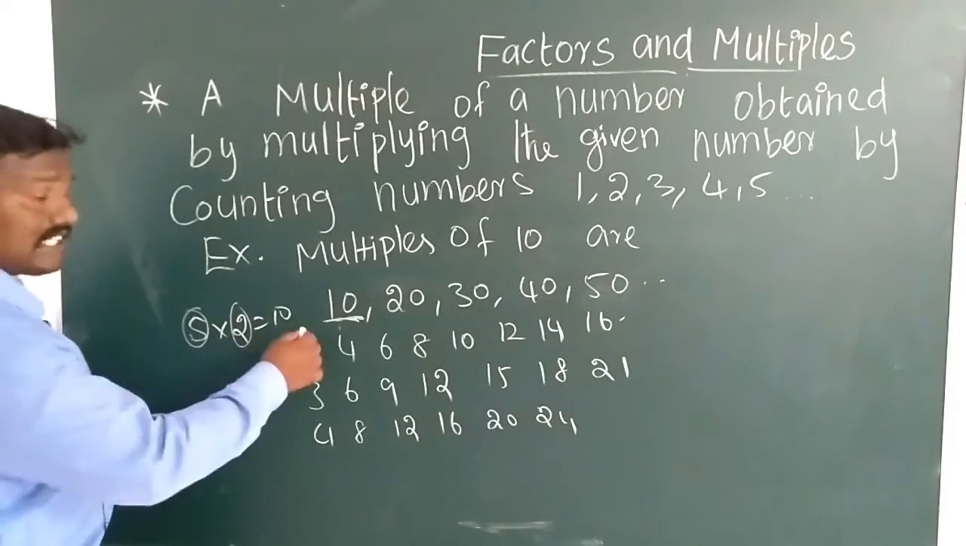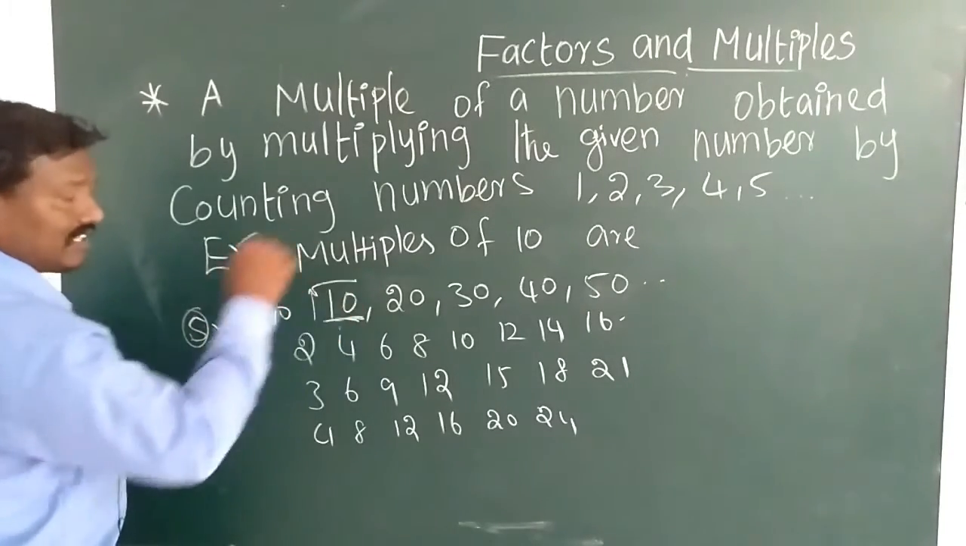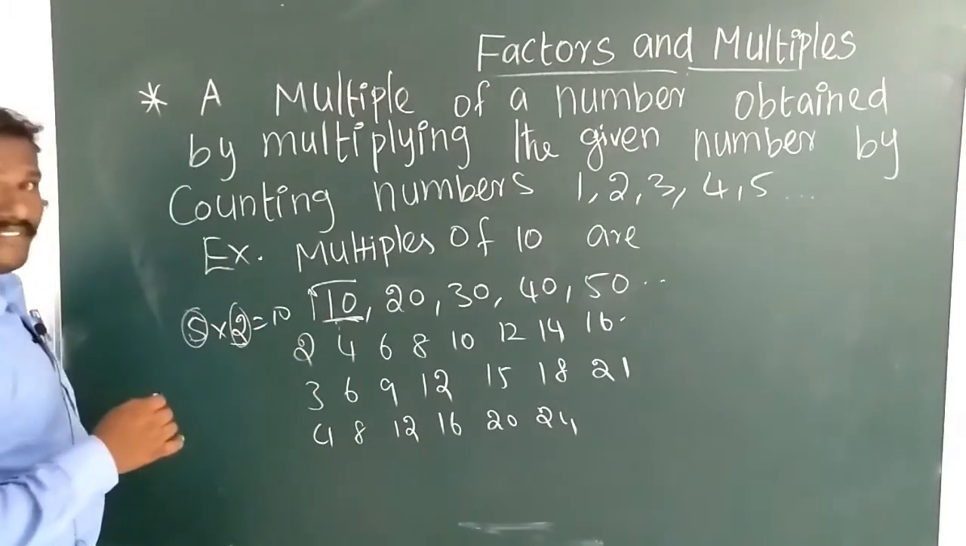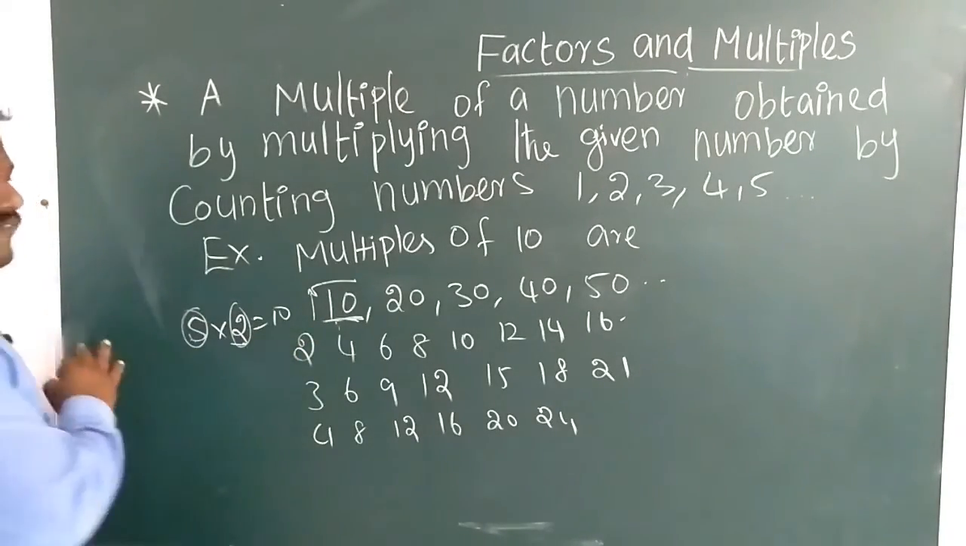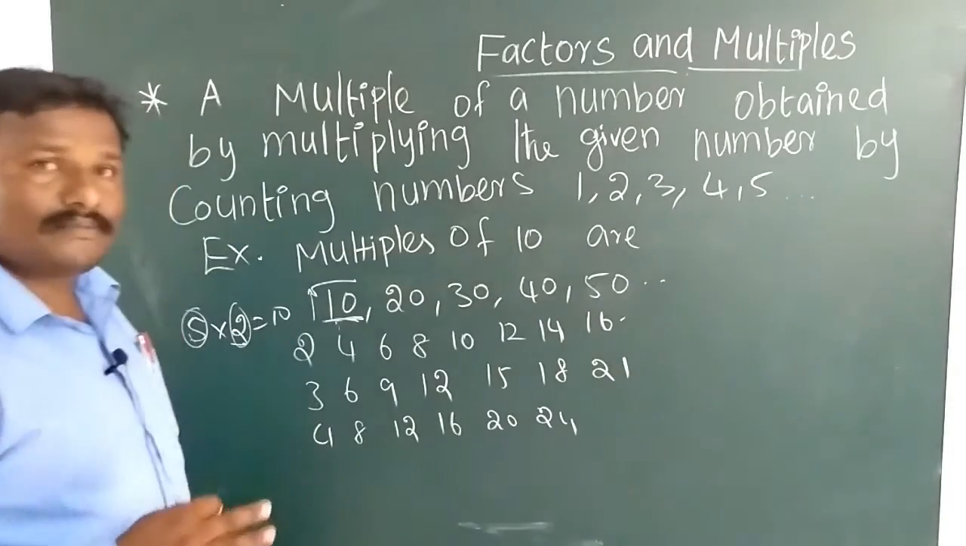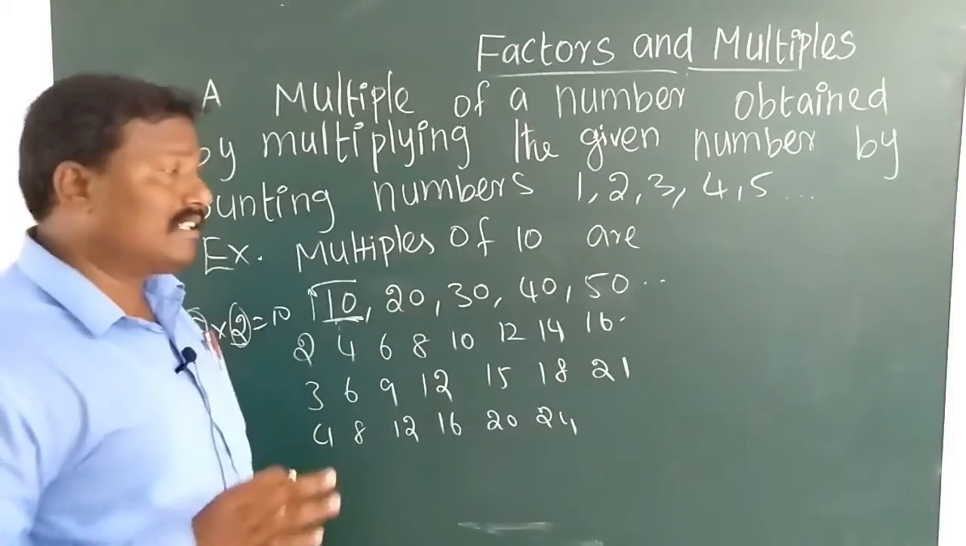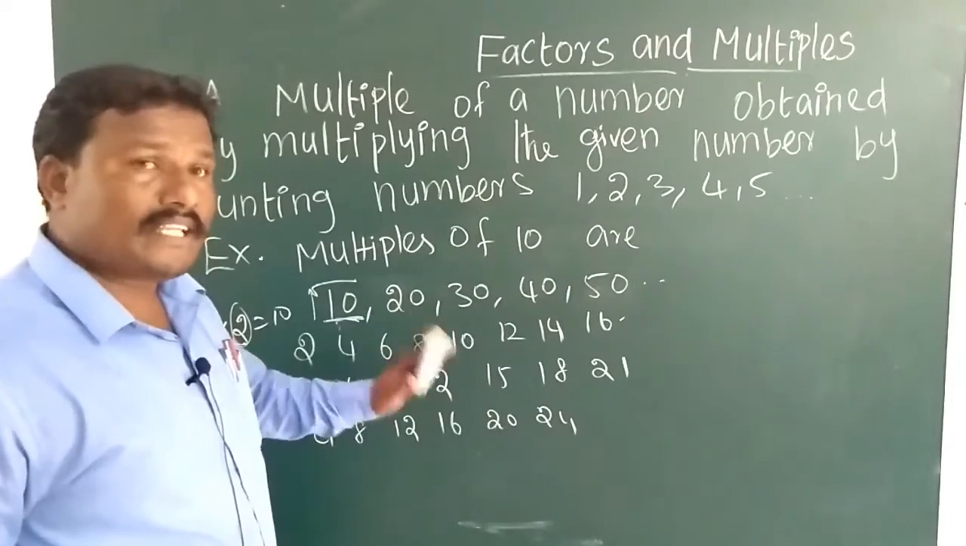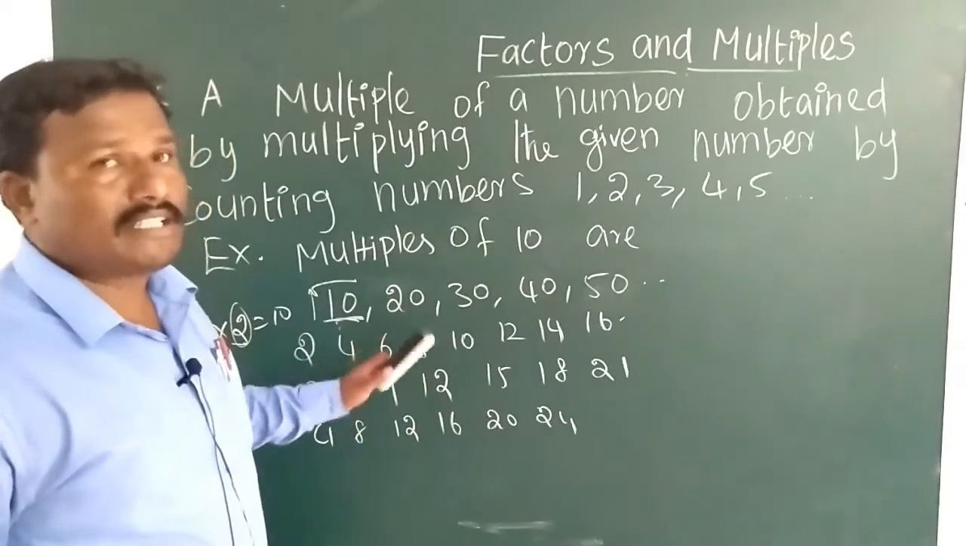So 5 divides completely without any remainder. Then 2 also divides exactly without remainder. So each and every number can divide without any remainder. So when we multiply those two factors, the product obtained we call a multiple.